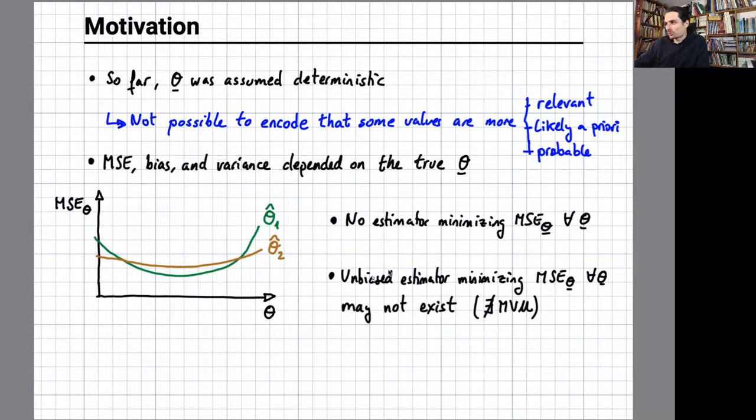We also saw that even in the case where we restrict our attention to unbiased estimators, it may happen that none of them has the smallest MSE for all values of theta, right?